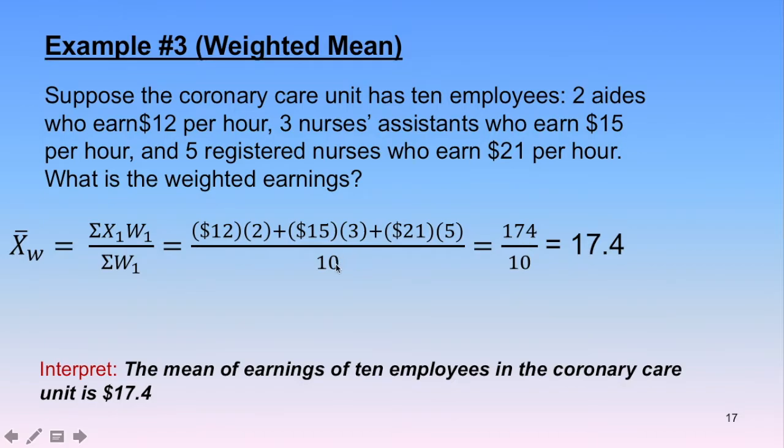And the weight, where did I get the weight? 2 plus 3 is 5 plus 5 is 10. And when you divide it, 174 divided by 10 equals 17.4. And to interpret that, the mean of earnings of 10 employees in the coronary care units is $17.4. It's not bad. But how do you find the weighted mean using Google Sheets? This is actually very, very easy. So let's use Google Sheets in finding the weighted mean.